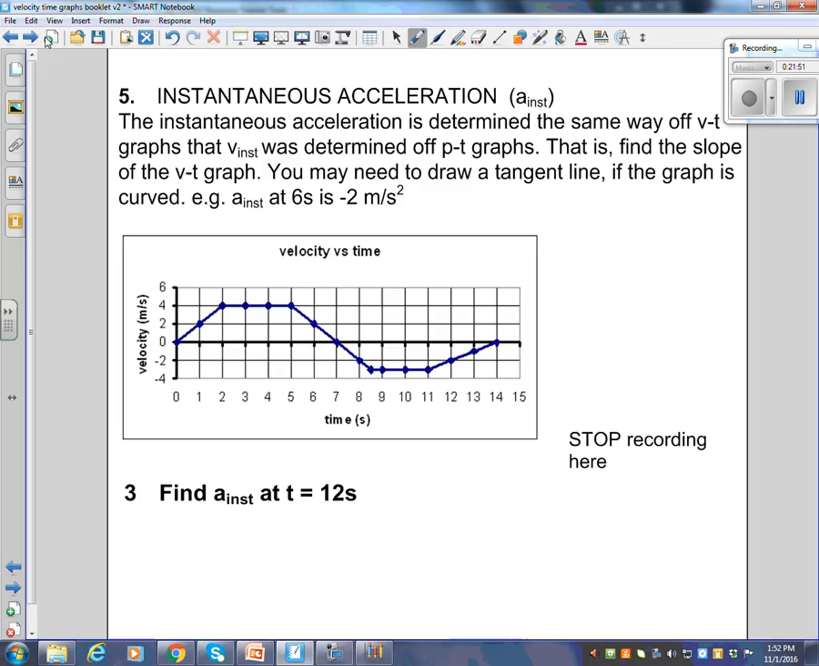Last one. Stay with me, you guys. Instantaneous acceleration. We are looking for slope from a velocity time graph. It's determined the same way off a VT graph, that is, find the slope. You may need to draw a tangent line if the graph is curved. So I want to know what the instantaneous acceleration is at 12 seconds. How do we find it?